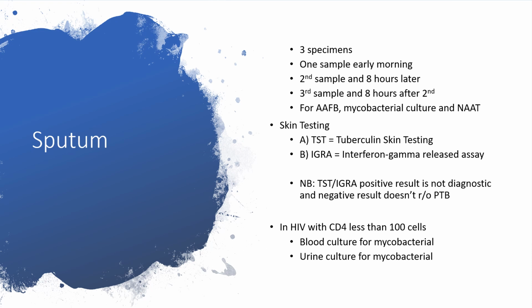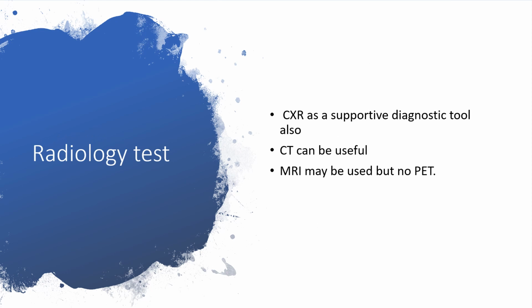Okay. In HIV with CD4 less than 100 cells, do blood culture for Mycobacterium. You can do urine culture for Mycobacteria as well. Radiological investigation could involve chest X-ray. CT scan may be useful. MRI may be, depending on how sophisticated your center is, but you don't need PET scan. No, you don't.